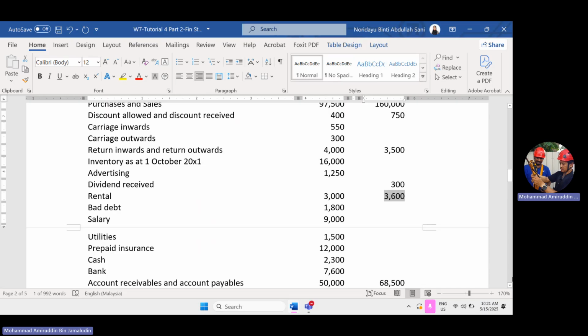Now, how much goes to SOPL? This one. Okay, SOPL, 2,700. Then how much is the difference? 3,600 minus 2,700, 600 difference. What is this? This is your liability. You are not supposed to receive yet.